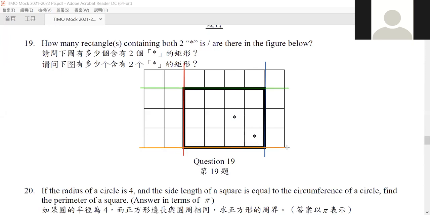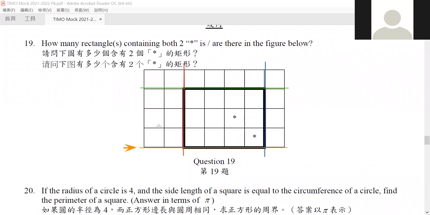So what's the criteria of this four sides? Let us look into our bottom. I've said that the bottom can only be in this position. Why? Because it must be low enough to contain both stars, right?